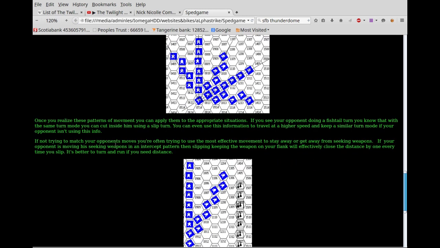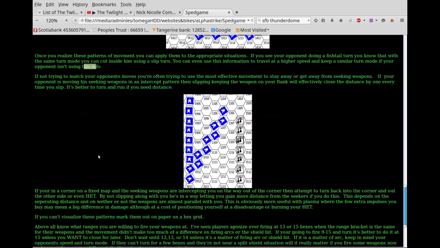So once you realize these patterns of movement, you can apply them to the appropriate situations. If you see your opponent doing a fishtail turn, you know that with the same turn mode, you can cut inside him using a simple slip turn. You can even use this information to travel at a higher speed and keep a similar turn mode if your opponent isn't using that info.